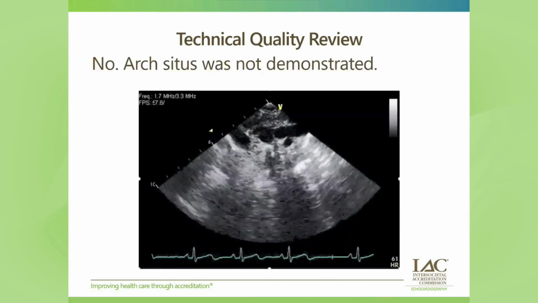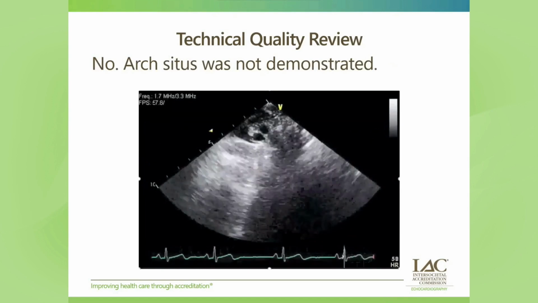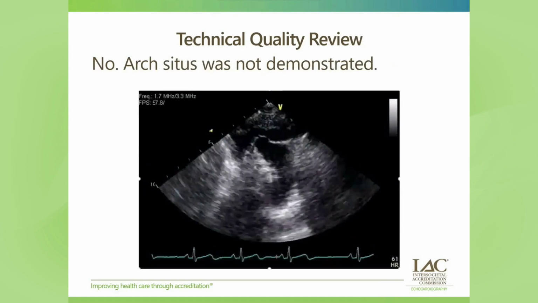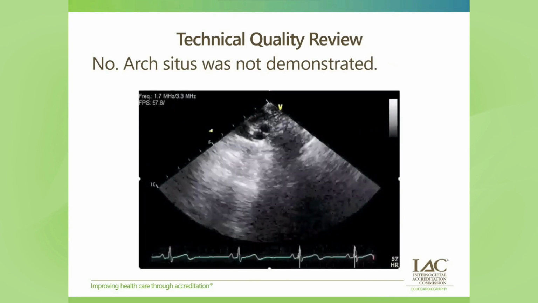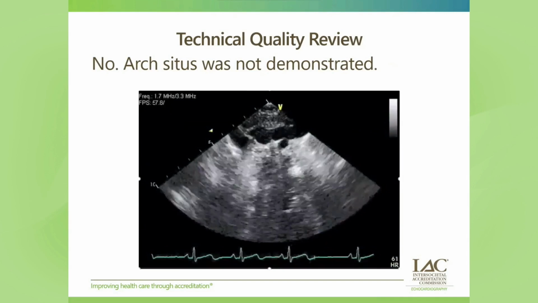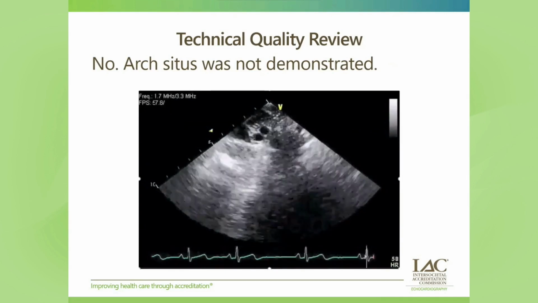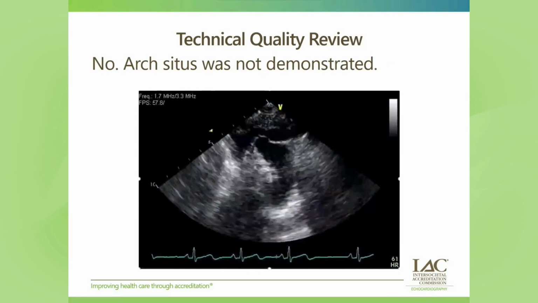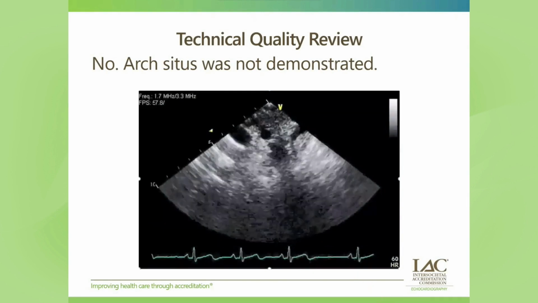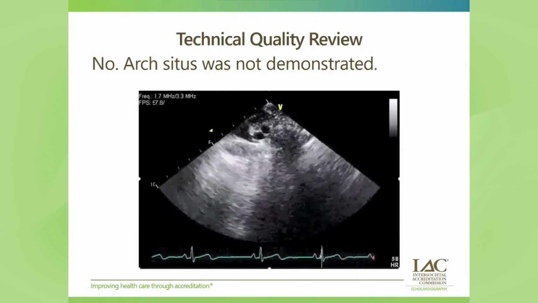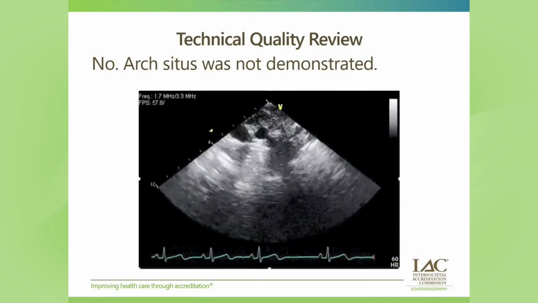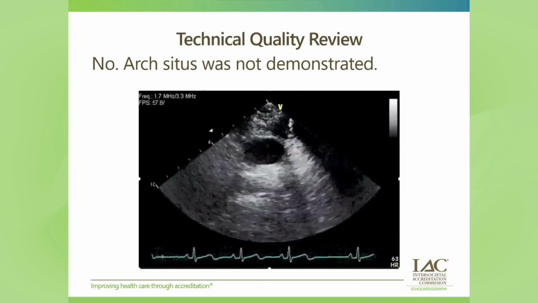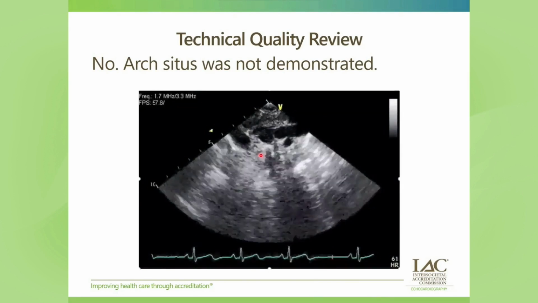The answer is no. The ascending, transverse, and descending aorta were demonstrated in that image. However, arch-sidedness was not demonstrated. So this is actually a separate picture. Arch-sidedness must be documented to rule out all of our aortic arch anomalies. From your suprasternal notch position, you're going to turn the transducer to have it oriented at 3 o'clock. So that's like a short axis. You're going to sweep superiorly up towards the patient's head.